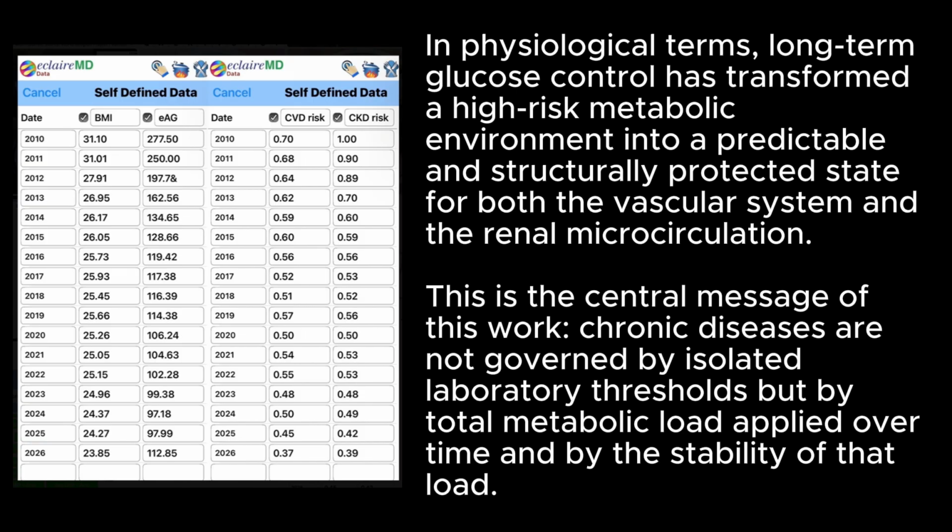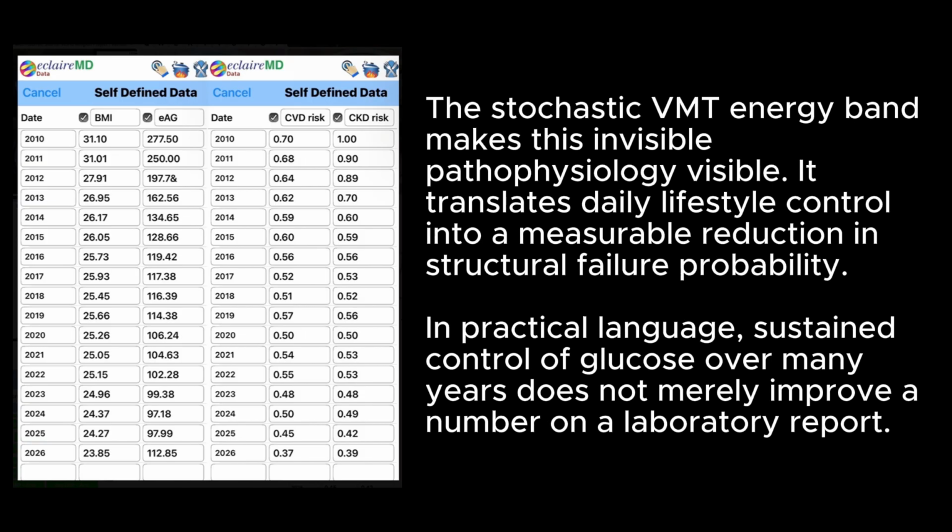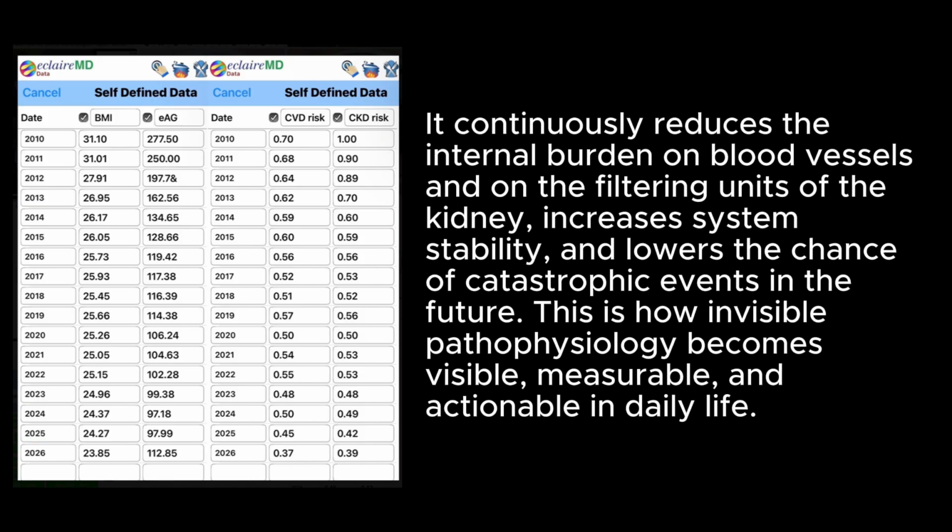Chronic diseases are not governed by isolated laboratory thresholds but by total metabolic load applied over time and by the stability of that load. The stochastic VMT energy band makes this invisible pathophysiology visible. It translates daily lifestyle control into a measurable reduction in structural failure probability. In practical language, sustained control of glucose over many years does not merely improve a number on a laboratory report. It continuously reduces the internal burden on blood vessels and on the filtering units of the kidney, increases system stability, and lowers the chance of catastrophic events in the future. This is how invisible pathophysiology becomes visible, measurable, and actionable in daily life.